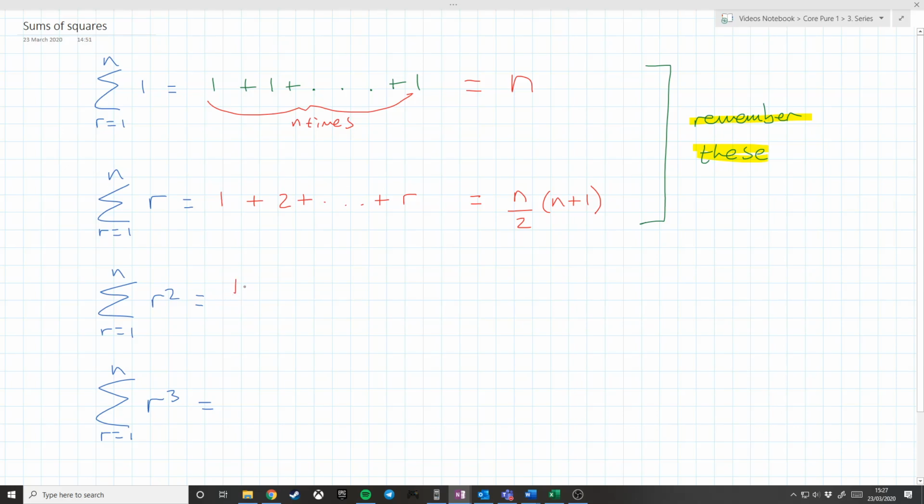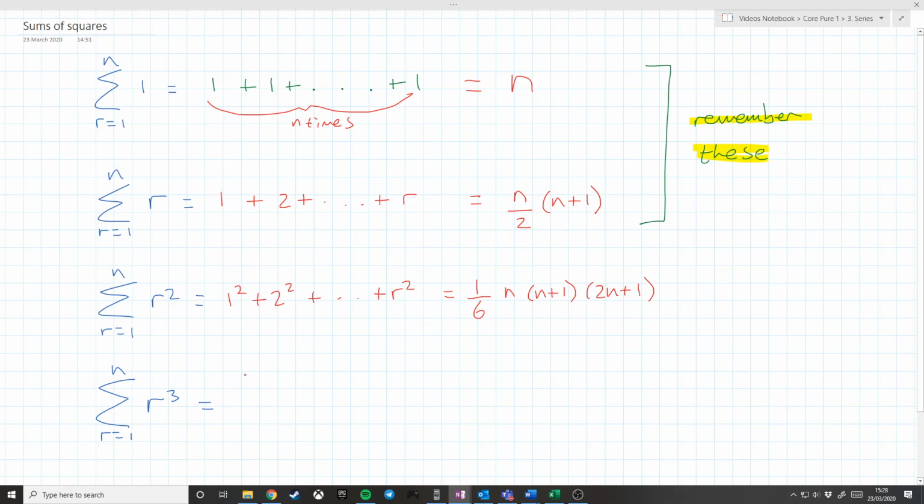And that is that the sum of squares, so that is 1 squared plus 2 squared plus etc. up to r squared, is actually equal to 1 over 6 n, n plus 1, 2n plus 1. Actually, a nice fact there that means that n plus 1, 2n plus 1 must be divisible by 6, because this has to be a whole number. It's a nice little exercise if you want to try and prove why n plus 1, 2n plus 1 is divisible by 6. There is a way that you can do that.